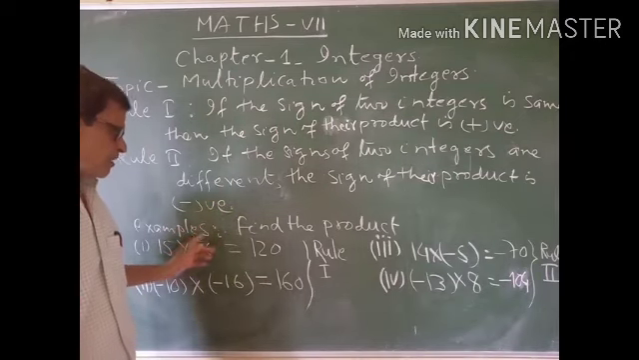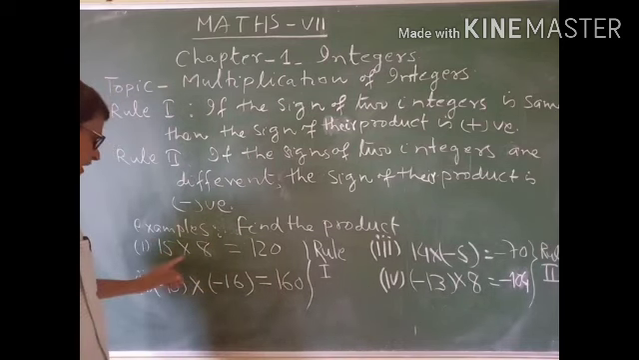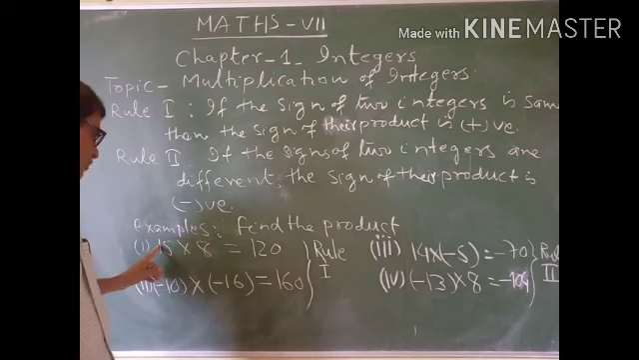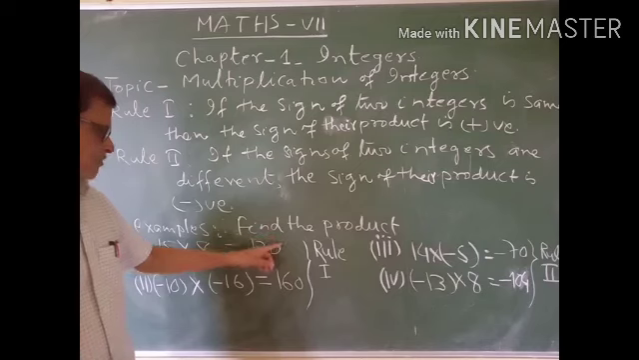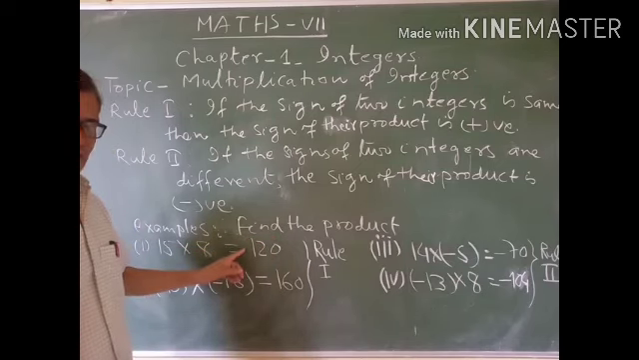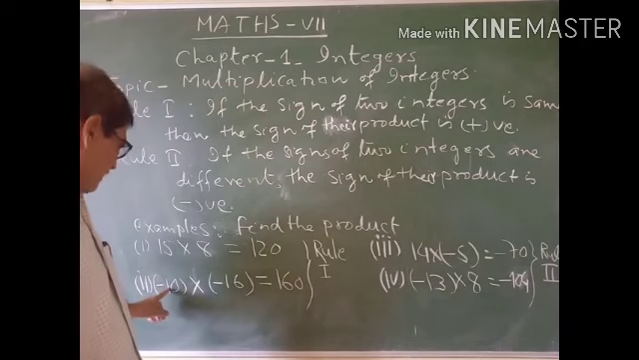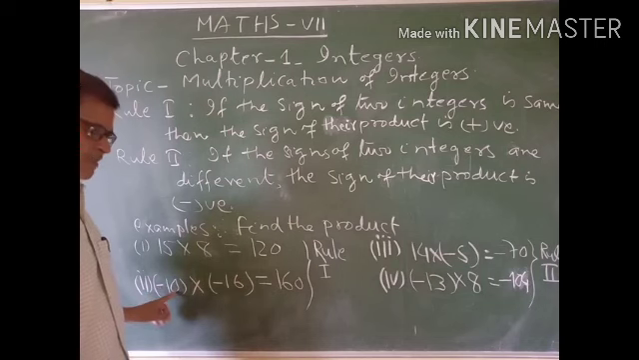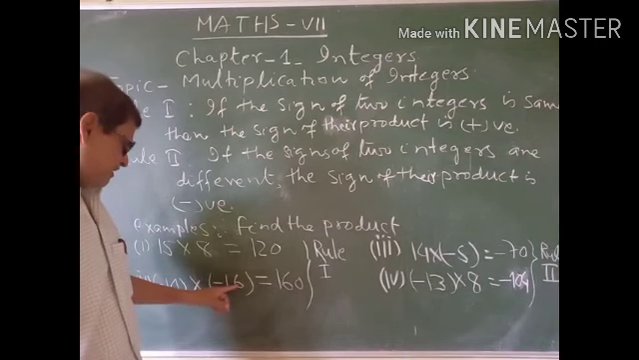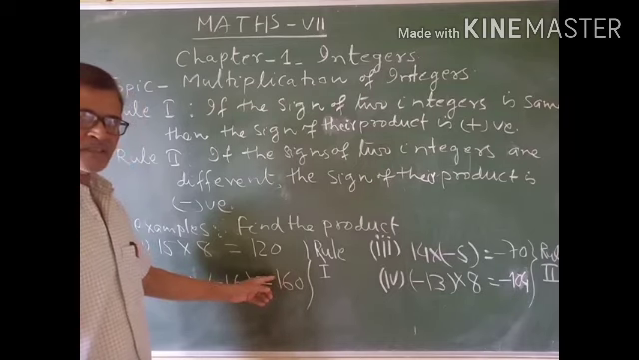For example, find the product. First example is 15 into 8. Both are positive. 15 is positive, 8 is also positive. And the product is 120 and the sign of the product is also positive. Second example, I have taken both integers negative. First is minus 10 and second is minus 16. The product is 160 and the sign of the product is positive.